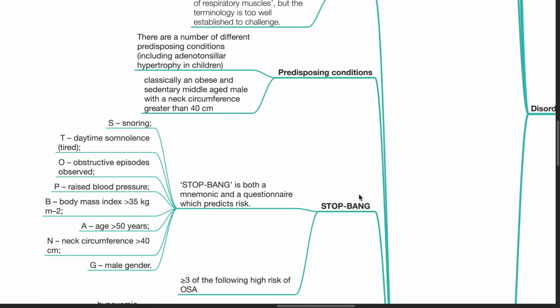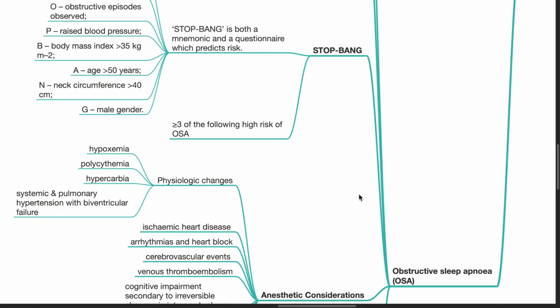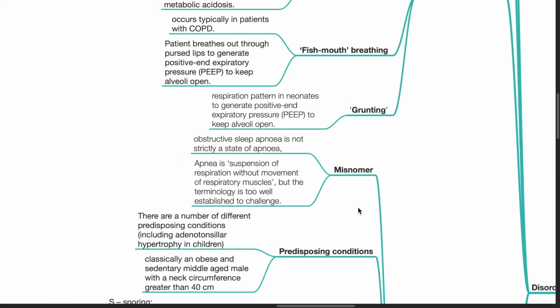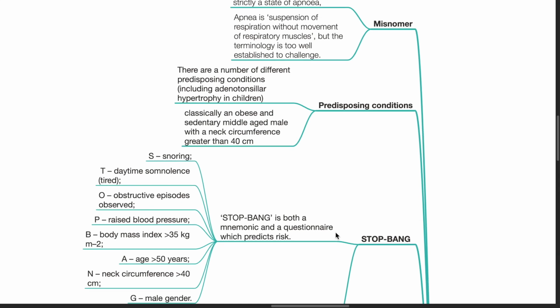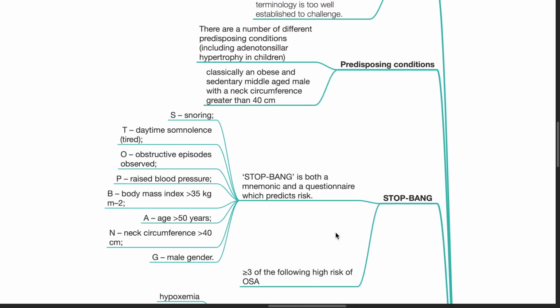Obstructive sleep apnea is a misnomer because OSA is not strictly a state of apnea. Predisposing conditions are numerous, including adenotonsillar hypertrophy in children, obesity, and increased neck circumference. STOP-BANG is a mnemonic and a questionnaire which predicts risk. If there are more than 3 of the following, there is high risk of OSA.